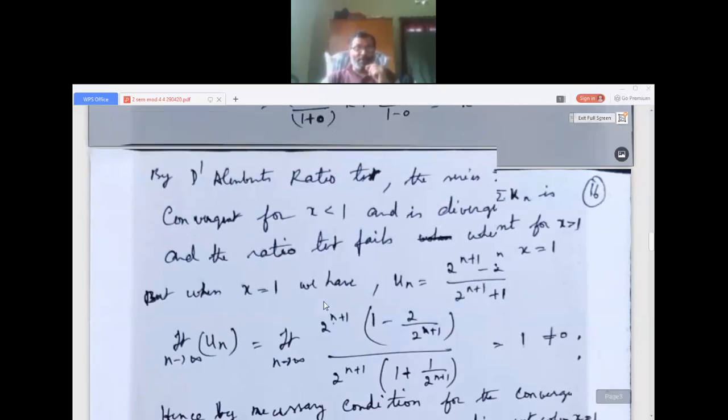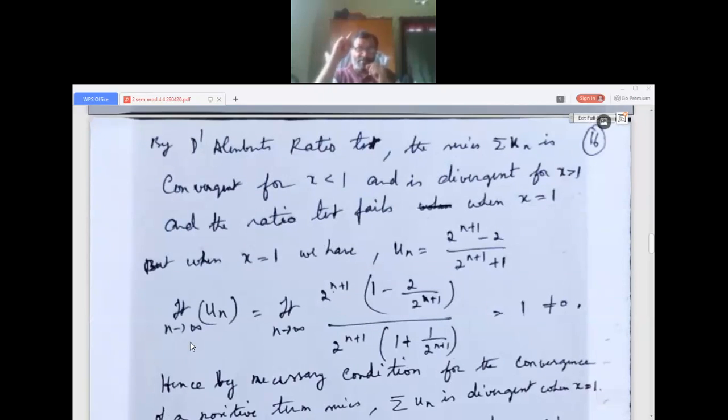So we apply the limit for that. We use the necessary condition. In the beginning we have studied the necessary condition. We use that. Limit n tends to infinity, un, what happens? When you apply the limit n tends to infinity, we take 2 power n plus 1 outside, because n tends to infinity. You have to bring n to the denominator. So 2 power n plus 1 outside, 1 minus 2 by 2 power n plus 1, close the bracket. Here 2 power n plus 1 outside, 1 plus 1 by 2 power n plus 1. Here the 2 power n plus 1 terms get cancelled.